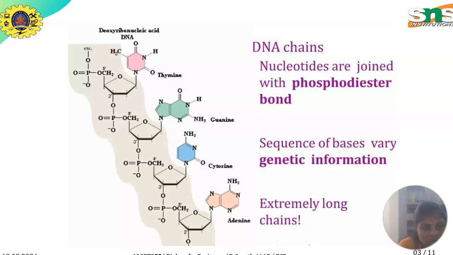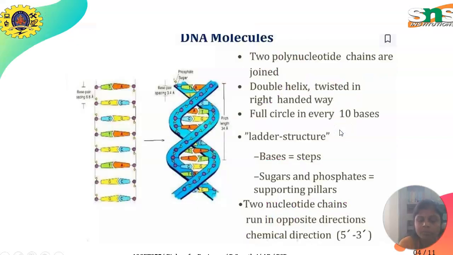The DNA represents deoxyribonucleic acid, where it has both purine bases and pyrimidine bases, with thymine, guanine, cytosine and adenine present in our DNA molecule. The DNA has two polynucleotide chains joined together, and the double helix is twisted in a right-handed way, making a full circle every 10 bases.